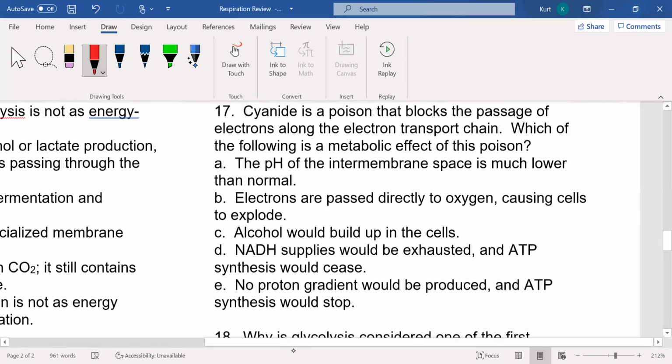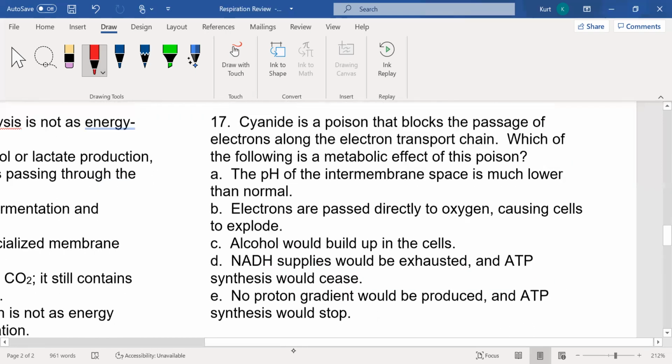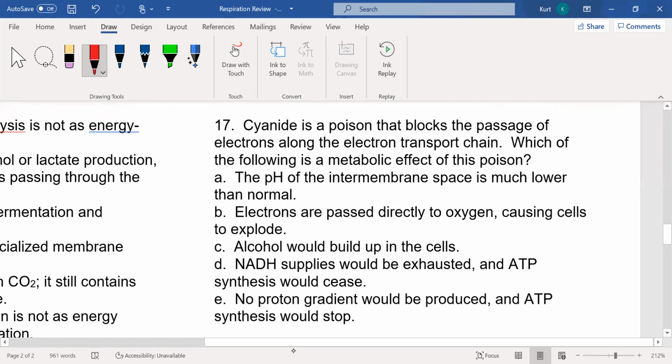So if that totally startled you, don't worry about it. Cyanide is a poison that blocks the passage of electrons along the electron transport chain. Which of the following is a metabolic effect of this poison?